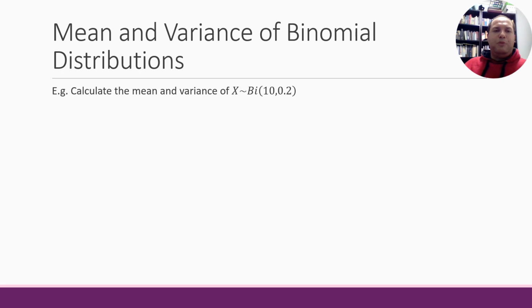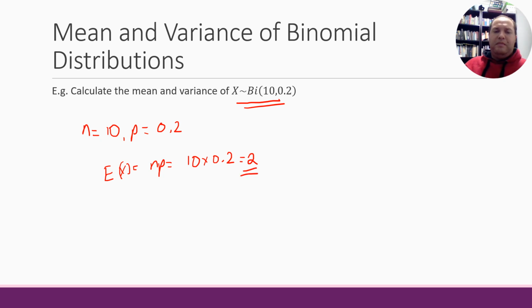All right, so in this example, we want to calculate the mean and variance of this binomial distribution. Okay, so n equals 10, p equals 0.2. So my expected value equals np, which equals 10 times 0.2, which equals 2. There's my expected value. So in this probability situation, we're expecting about 2 scores or 2 successes. Given the rate of success of those 10 options, we're expecting about 2 successes.